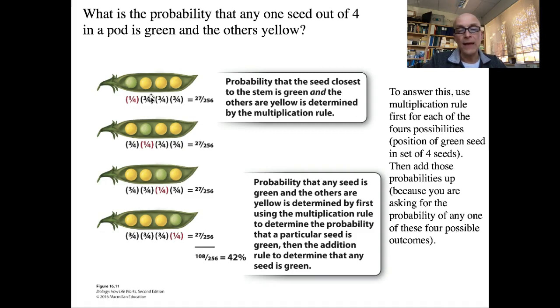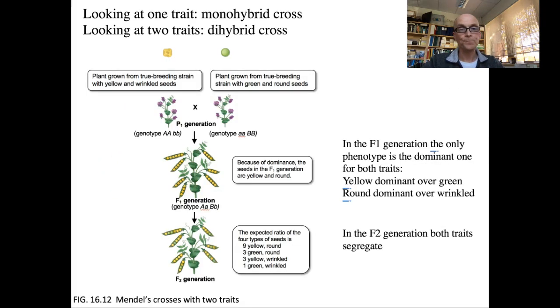And the main point of this is that you can use those rules to calculate probabilities of transmitting a particular allele to the next offspring, to the next generation. All right, so far we've looked at 1 trait at a time. Now let's look at what happens if you have 2 traits that you want to follow.